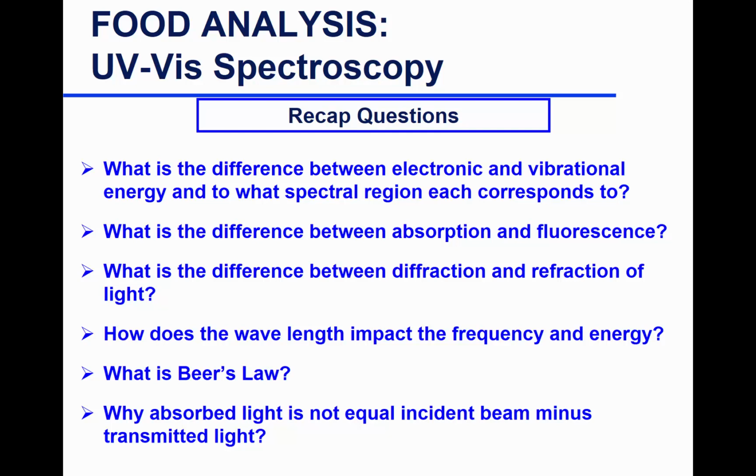Why is absorbed light not equal to incident beam minus transmitted light? That's again part of the beginning of the lecture. Why can't we subtract the exit light from the incoming light and call it absorption? Yes, Riley? Yes, because there is reflection and there's scattering, so not everything is absorbed and not everything is transmitted.